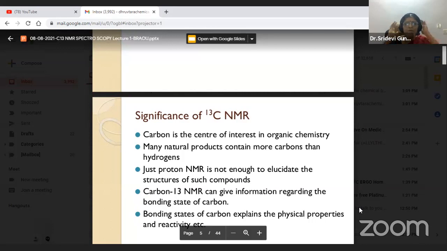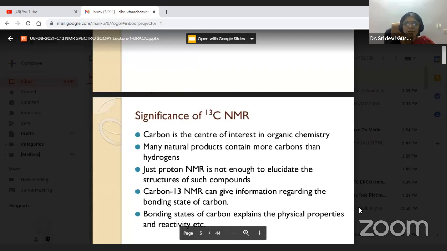That is the reason C13 NMR will come to your help when you are studying complex natural products which have fewer protons and closely spaced signals, like closer chemical shift ranges, where you get complex NMR spectra. You will not be able to get useful information just by studying proton NMR spectra. See, that is what I have given you here. Proton NMR alone is not enough to elucidate the structures of such compounds.